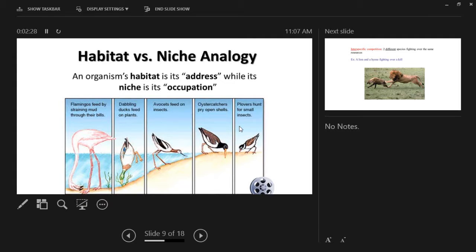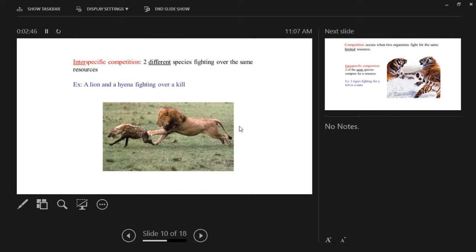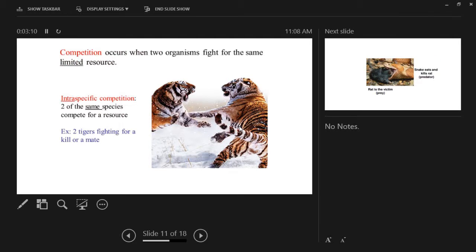Okay, three interactions among organisms. First one we're going to talk about is competition. Competition is basically fighting, competing, okay? Fighting of some kind. Two different ways it can happen. We can have two different species. If it's two different species, it's interspecific. For example, the lion and hyena would fight over a kill. So there's one food, but there are two different species that want it, and they're fighting for it. Okay? Inter. The second kind is intra.